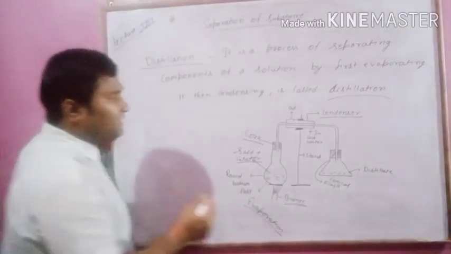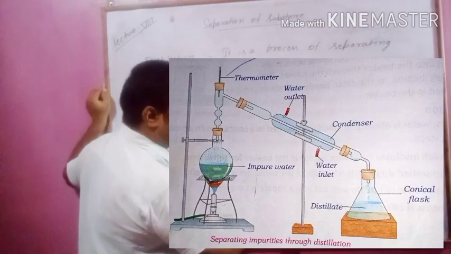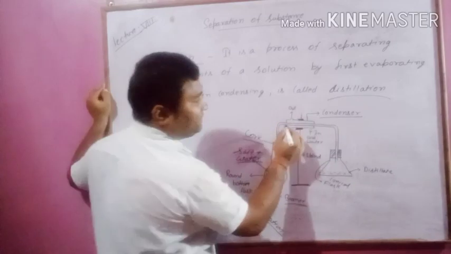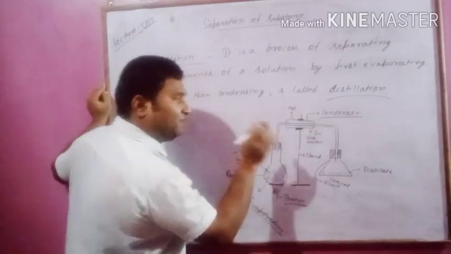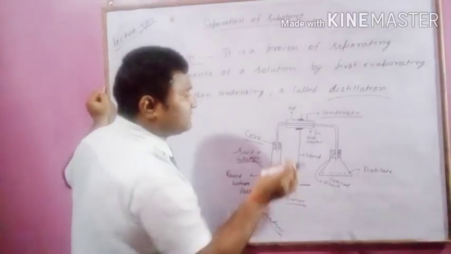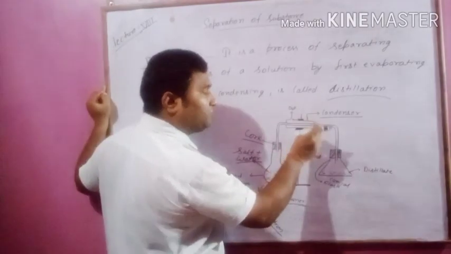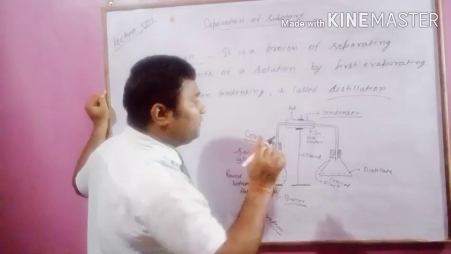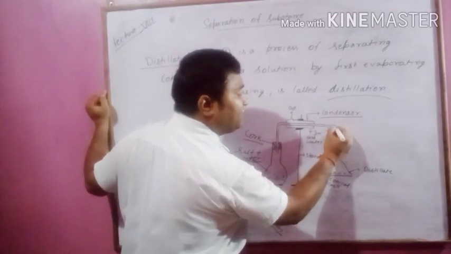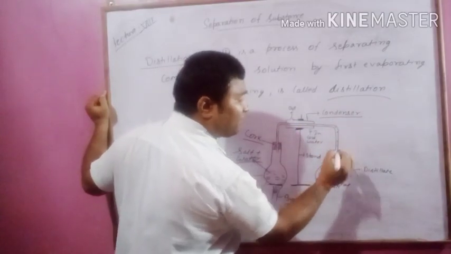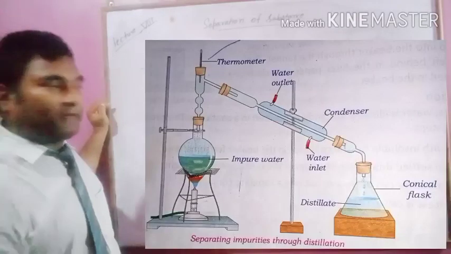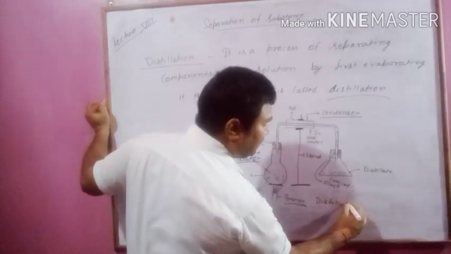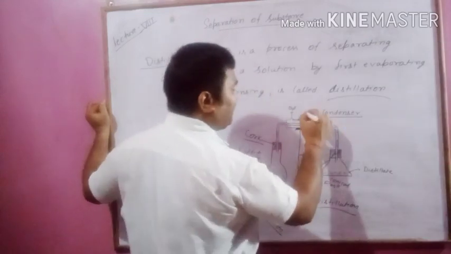So what I am saying is, when the solution is heated, the water vapor rises and travels through this inner tube. When it passes through the condenser, since it contains cold water, the cold water enters the outer tube and cools the surface of the inner tube, and due to this cooling, the water vapor slowly changes into water drops, and these water drops get collected here. So this is the process of distillation.